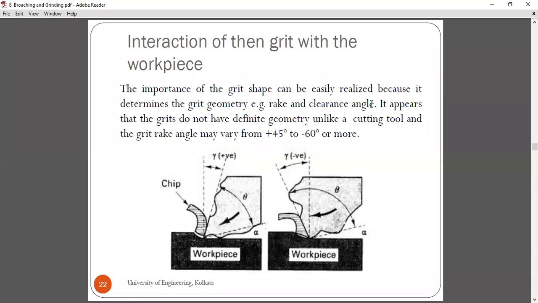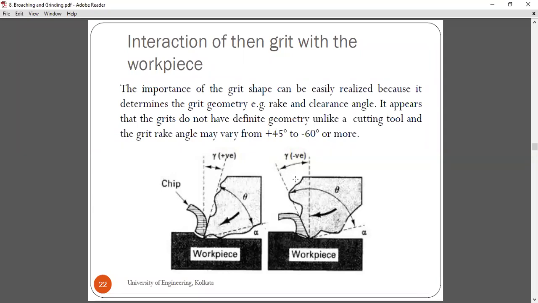They do not have a definite geometry. That is a very important factor here. Normally, in case of any kind of cutting tool that we have seen, like a turning tool, a single point cutting tool, we have a specific geometry, and we can give a nomenclature to that geometry. We can divide it into different kinds of rake angles. We can section the rake surface. But here we do not have a proper rake surface or a clearance or flank surface rather.